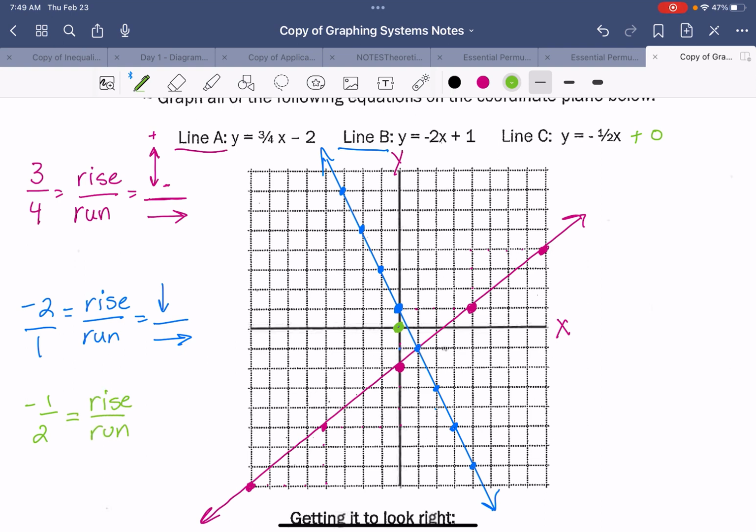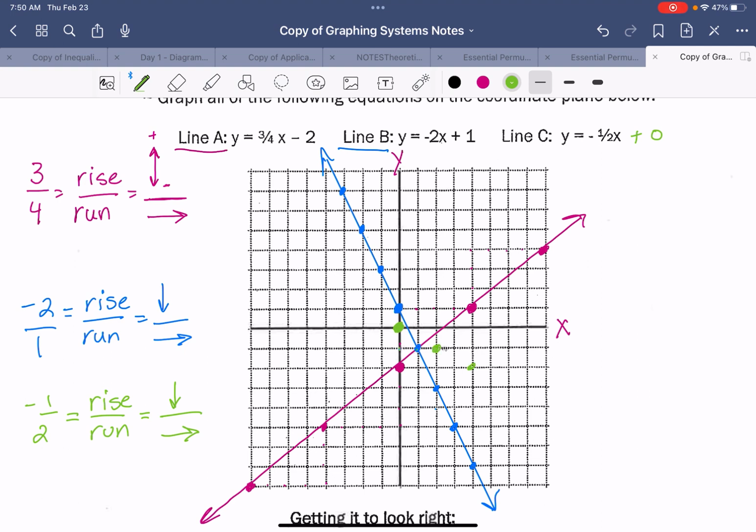When you have a negative slope, you want to make sure that you're always attaching your negative to the rise, okay? Not to your run. When you attach it to both, then you end up having a positive slope, which is not what you want, because then you're going to be going the wrong direction. So in this case, our negative attaches to the 1. We're going to go down 1 to the right 2. Okay, so starting at my origin or at my y-intercept, I'm going to go down 1 to the right 2.